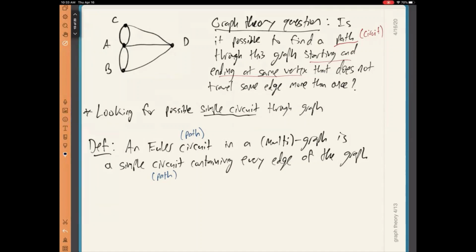Right, and so the reason these paths are named after Euler is because he came up with the solution to the problem we've introduced. And so how did he actually solve this problem? Well, the idea is to imagine that you actually had an Euler circuit through the graph.